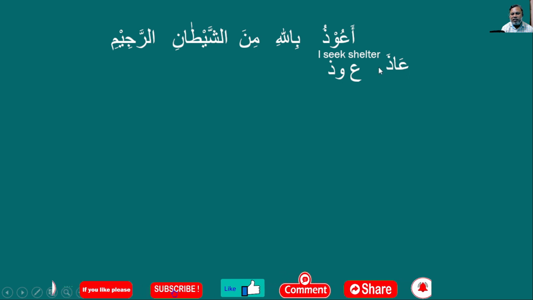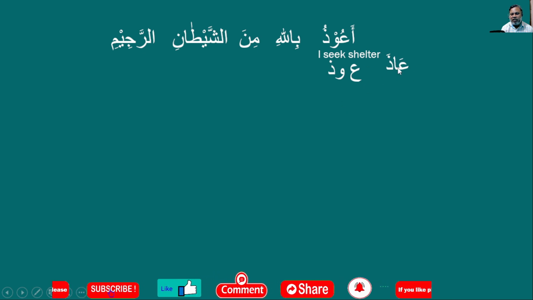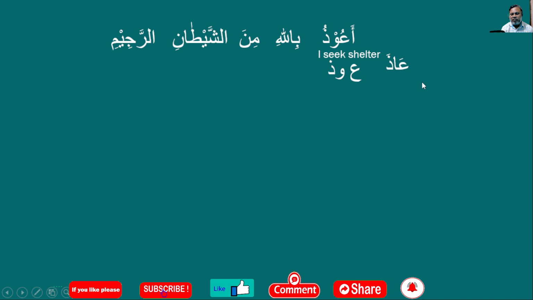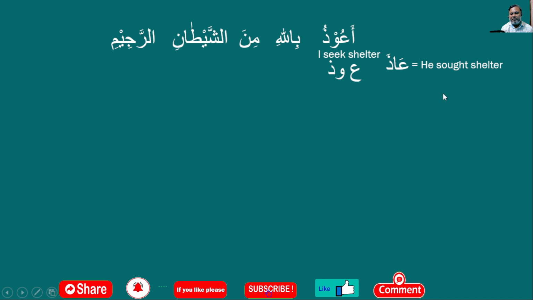The three root letters Ain, Waw and Dha have been used to make this word Auzu. From these three letters, the past tense verb is made like Aaza. In Aaza, the Waw has been converted to an Alif to make the past tense form. For the past tense, the weak letter converts to Alif, and for converting to present tense, this Alif again converts to Waw. These are the rules. So Aaza means he sought shelter, the past tense for he.